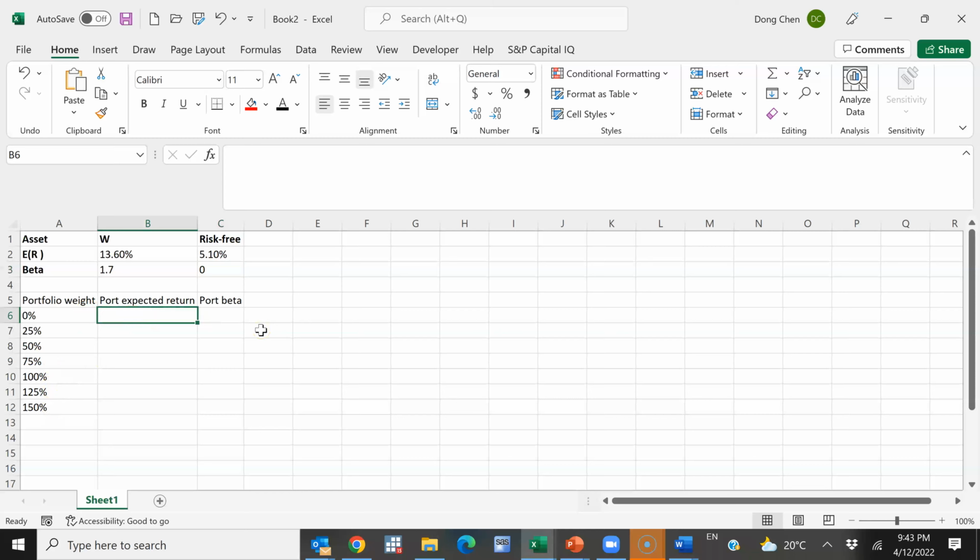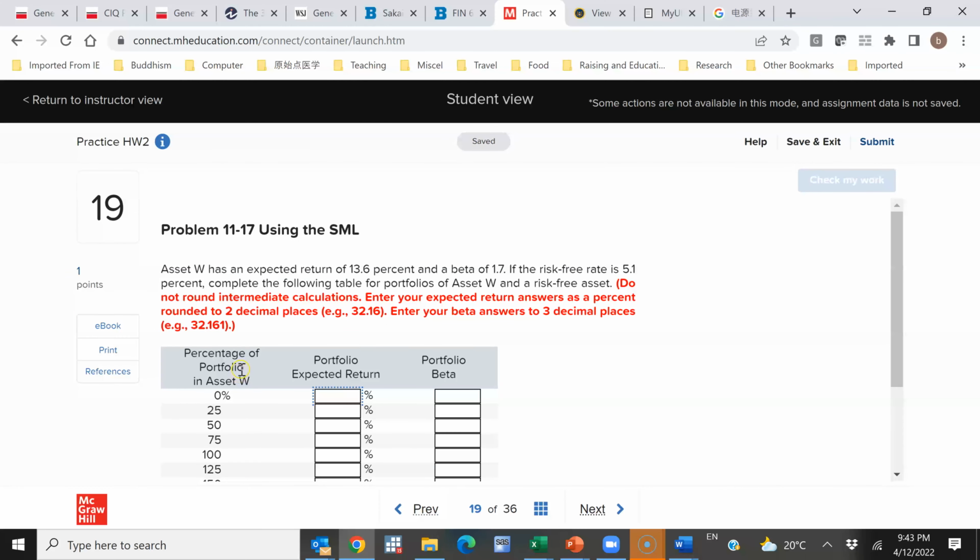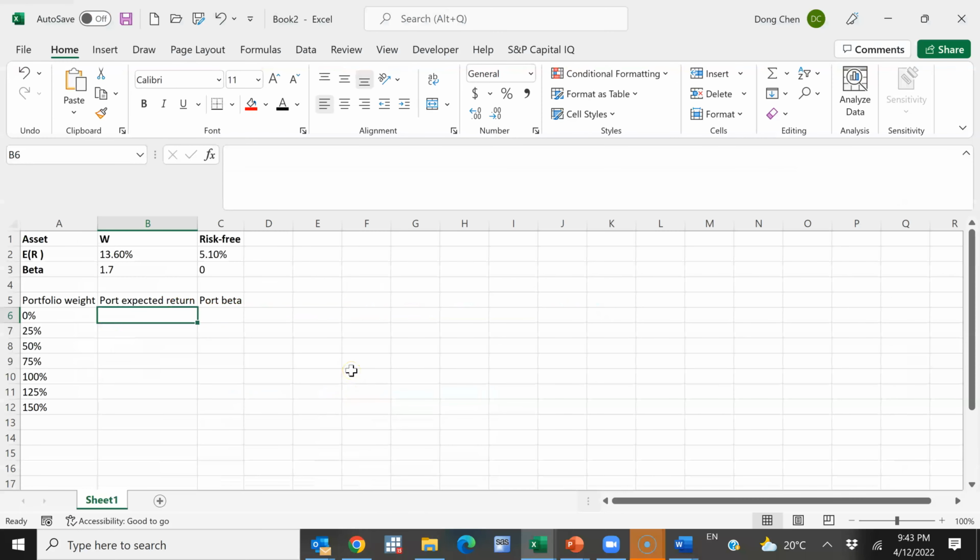And this is the portfolio weight in asset W, right? So portfolio expected return is basically the weighted average of the expected returns of each individual asset within the portfolio. And the weight is simply the proportion of the wealth invested in each individual asset. So portfolio expected return given the weight can be written as the weight on asset W, multiplied by the expected return for asset W.